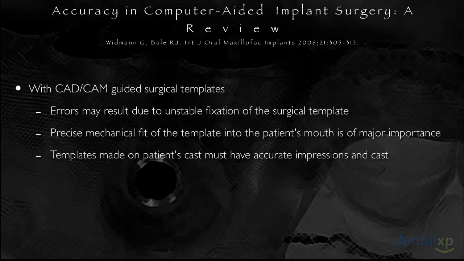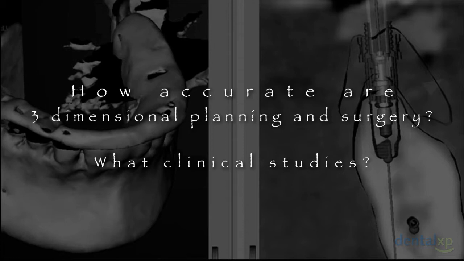Now, if the templates are made based upon surface mapping, the most crucial aspect is the accuracy of that cast. Now, if that cast is not accurate, then the transfer between the two is very poor. So therefore, it is important and imperative to have accurate impressions if surface mapping is being used.